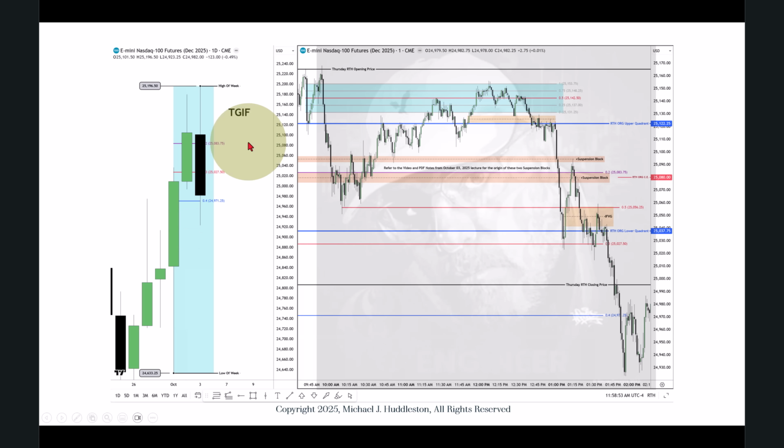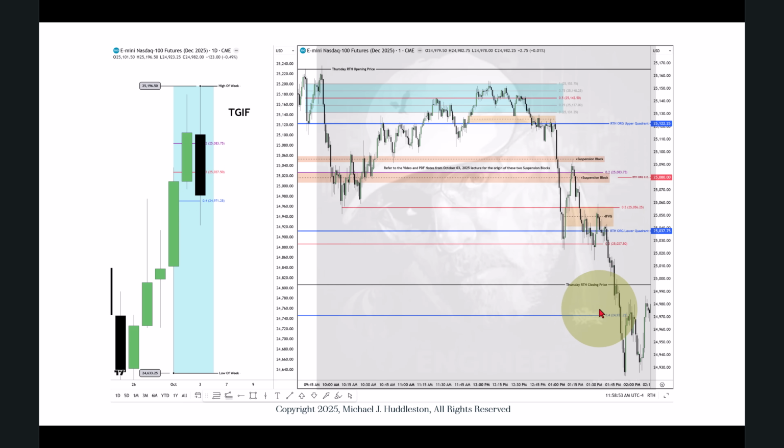TGIF conditions. We had a high of the week at 25,196.5, and the low came in at 24,633.25. That's this candlestick's wick and this candlestick's wick, making the range boundaries high and low. And then here is the 20% of the range, it's 25,083.75. 30% of the range of the week is 25,027.5, and then 40% was 24,971.25.